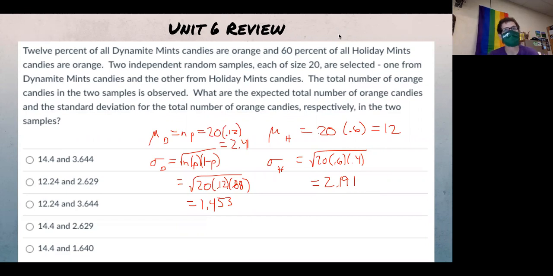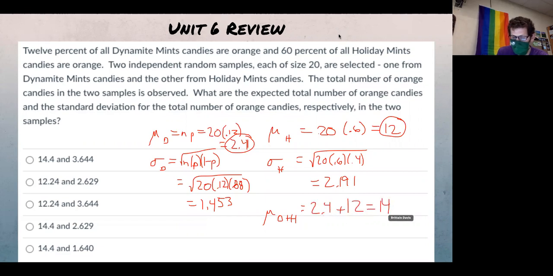So now what we're doing is we're taking the expected value and the standard deviation of each, and we're going to combine this. So just to clarify what this means, out of 20 dynamite mints, we'd expect 2.4 to be orange. Out of 20 holiday mints, we'd expect 12 to be orange. Out of dynamite and holiday mints put together, we would expect 2.4 plus 12, or 14.4, because that's just the mean of dynamite plus the mean of holiday mints.